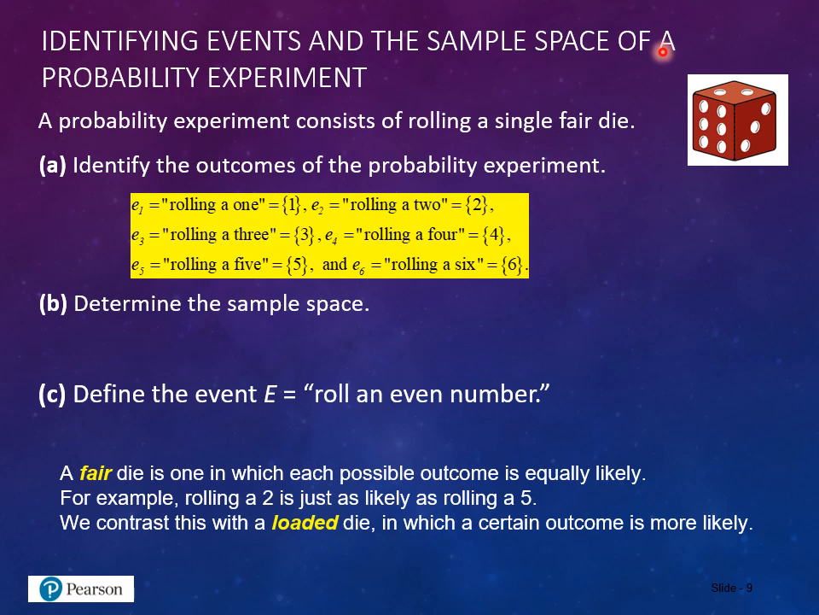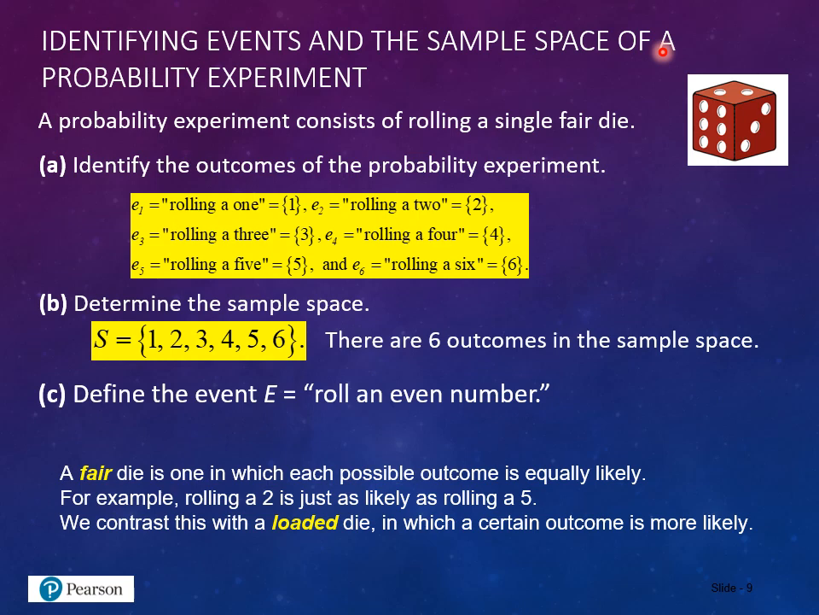Determine the sample space. Well, the sample space is all of the possible outcomes, so it's the set of 1, 2, 3, 4, 5, and 6. And notice we listed them there. So defining an event tells us what the outcomes are and what the sample space is.